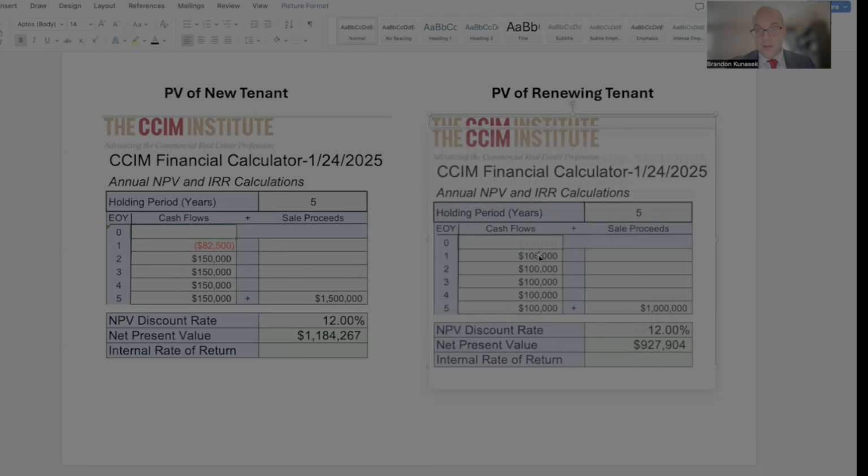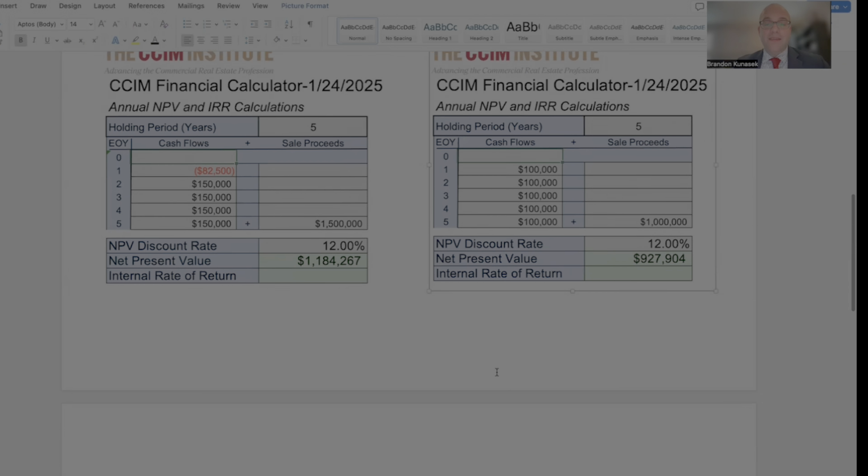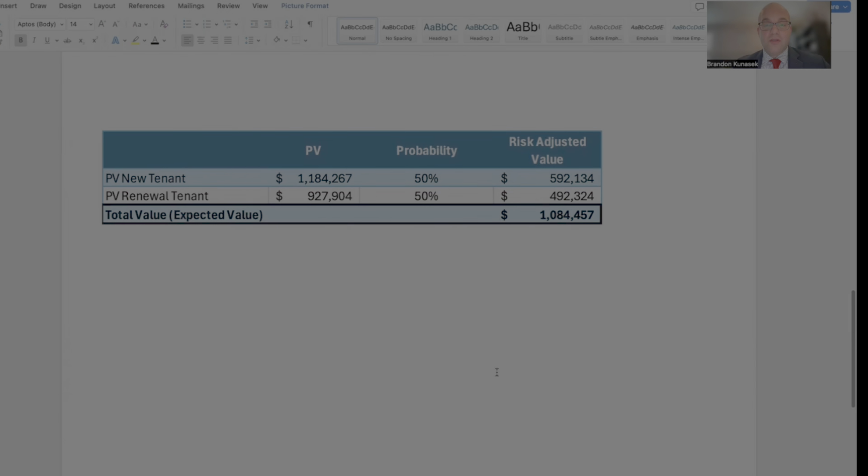Again, $100,000 each year. In year 5, we're going to sell it for $1 million, plus we're going to make that $100,000 there, at a 12% hurdle rate. Again, the net present value is $927,904. So if I'm buying this property, how do I adjust for risk?